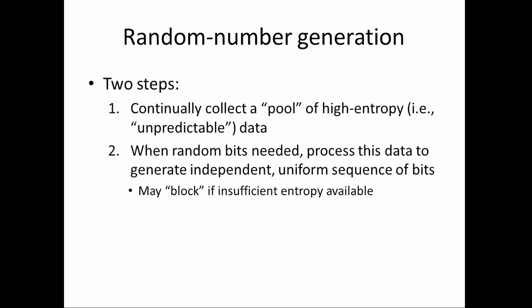First of all, we'll continually collect a pool of high entropy, or in other words, unpredictable data. Then when random bits are needed for some program, we'll process this data to generate an independent and uniform sequence of bits. If insufficiently many random bits are available, if the system hasn't collected enough high entropy data, then the request for random bits may block until sufficient entropy is available.